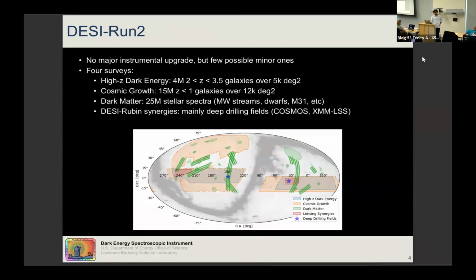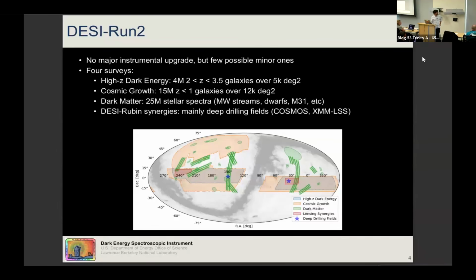And there will be different surveys in this. You can see the footprint here. What I'll talk about a bit more afterwards is the IZ Dark Energy survey, which will gather 4 million spec redshifts over 5,000 square degrees. You can see it has the equatorial footprint in bluish here, in two parts.